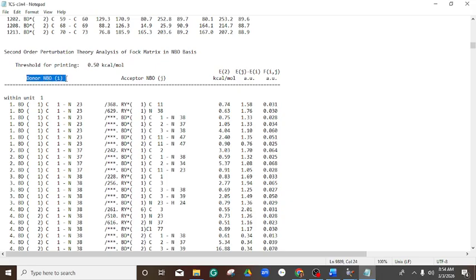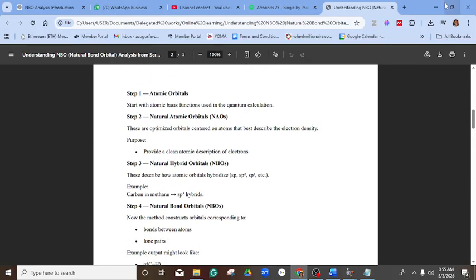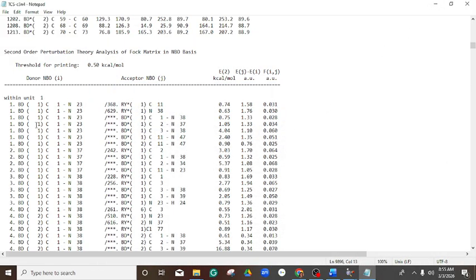You have the donor orbital, the acceptor orbital, and the perturbation energy E(2). This is supposed to be raised to the power of 2, but due to the calculation it's always written like this. Then your energy difference and your overlapping effect. Everything concerning these parameters is going to be mentioned in this document. So let's get into this.